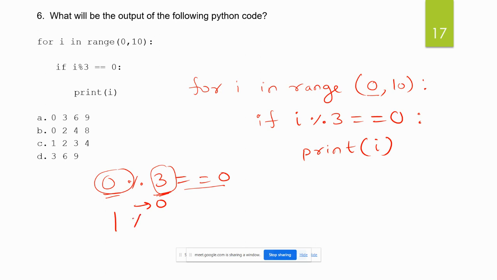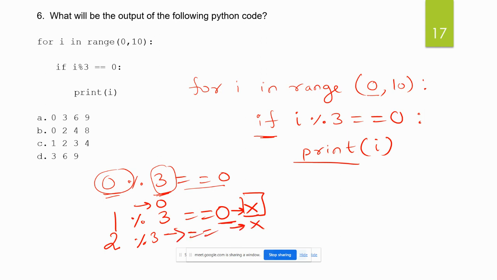Now when 1 is divided by 3, it will not give remainder 0. The remainder will be 1, so this statement is false. If the statement is false, we have not given any command. If it is not divisible, we are not telling it to print, so 1 will not be printed. Then it will come to 2. Is 2 divisible by 3? No. So again this will not get printed.